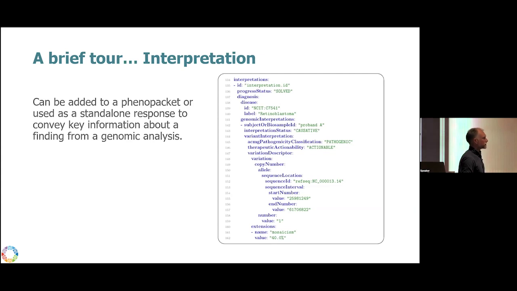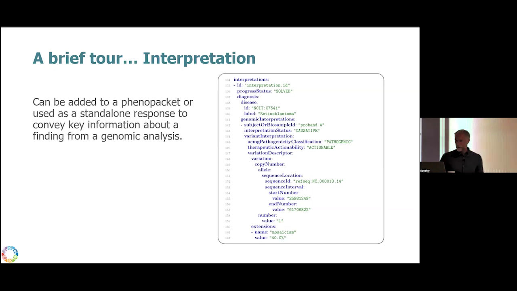And then there's also, well, now we know this, can we do anything about it? So there's a therapeutic actionability, which in this case, somewhat can be. And here we've got the variation descriptor, which is the description of the variant itself. This part is using the variant representation schema from the GA4GH, another GA4GH standard that the phenotyping uses. Here we're showing a complex variation, basically a knockout of a large chunk of one allele.